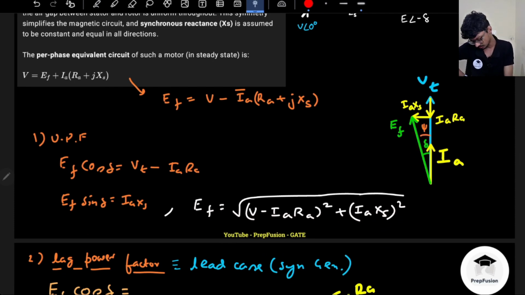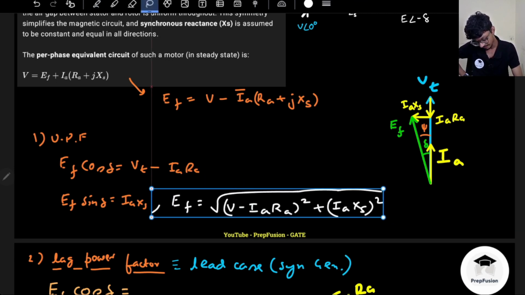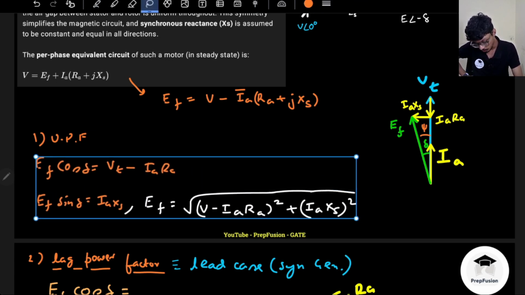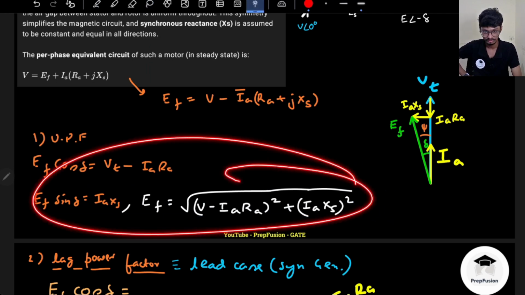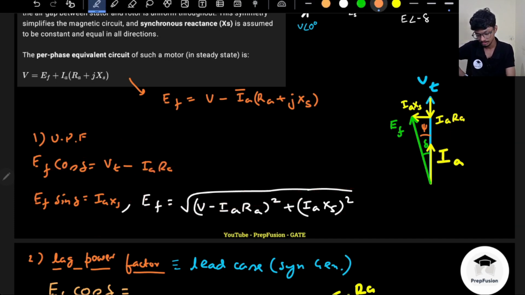So what will be tan delta? These things you can derive, right? Draw the phasor diagram and derive it. If they ask you, you don't need to remember this, I'm just writing it down. Draw the phasor diagram, understand it, develop the intuition.